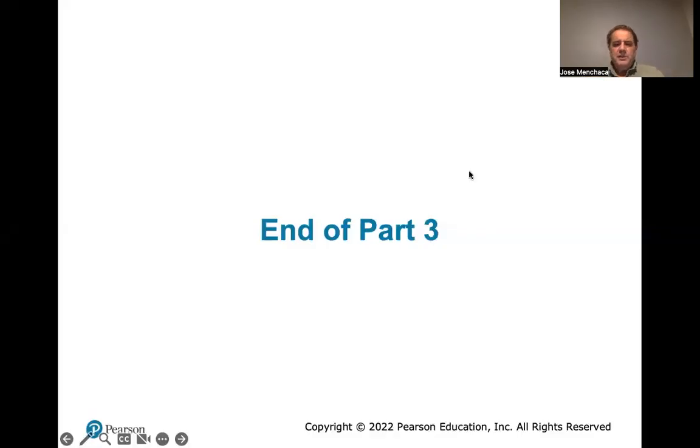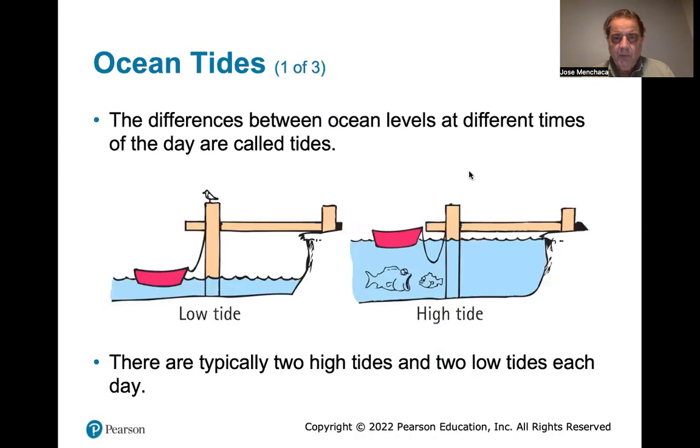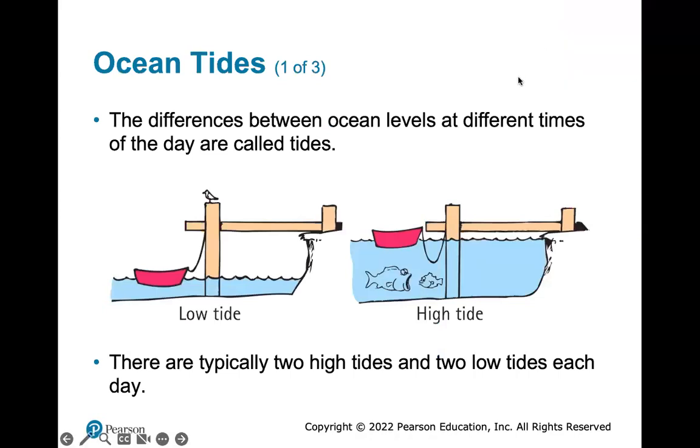Okay, we just finished part three. We're gonna go on to part four. Let me dismiss my image, and we're gonna discuss ocean tides. Actually, we're gonna discuss more than that. We're gonna discuss black holes and other things, but there was too little to separate it into more parts. So we're gonna do all this in part four.